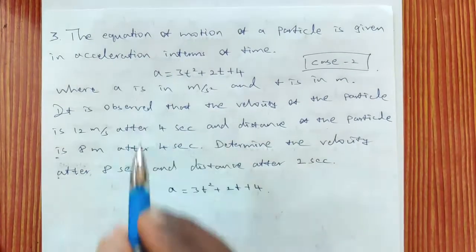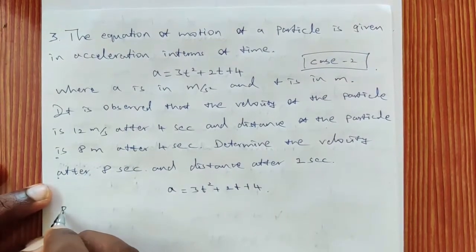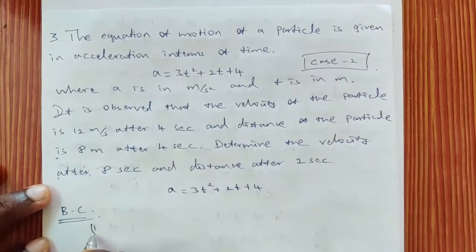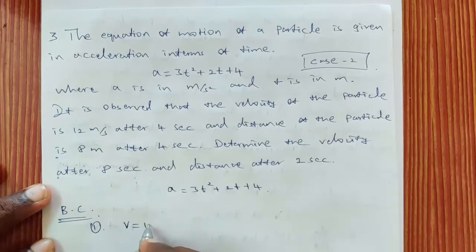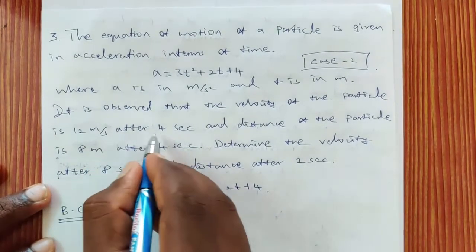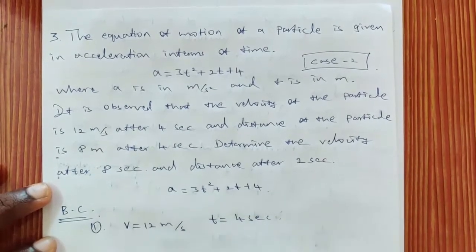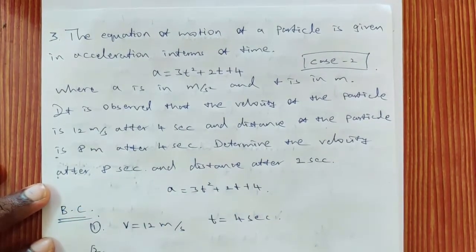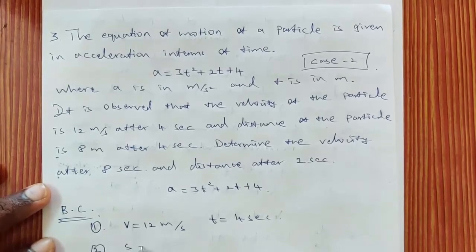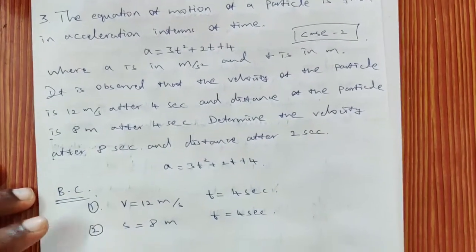So here in the second case we have already discussed that boundary conditions will be given. So the boundary conditions are, the first boundary condition is the velocity of the particle is 12 meter per second, that is v is equal to 12 meter per second at t is equal to 4 seconds. And the distance of the particle is 8 meter after 4 seconds. So the second boundary condition is s is equal to 8 meter at t is equal to 4 seconds. So two boundary conditions are given.